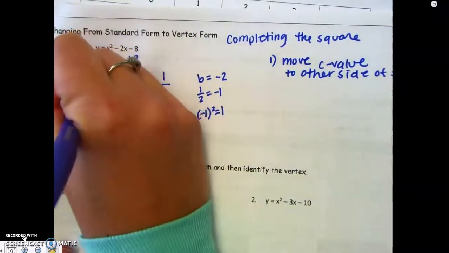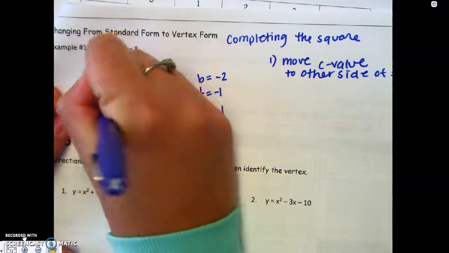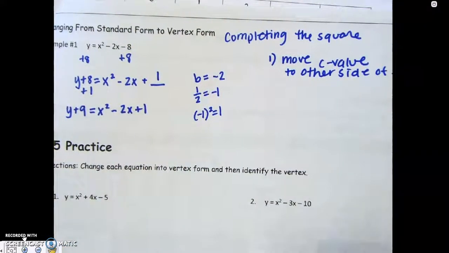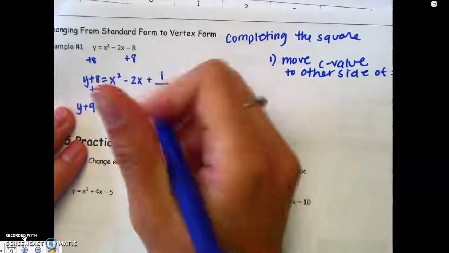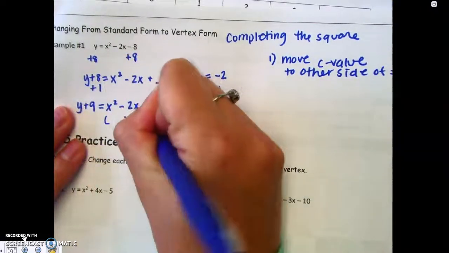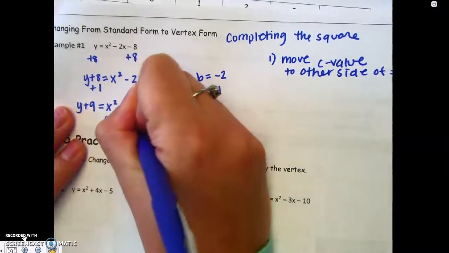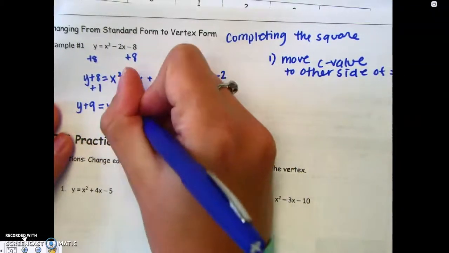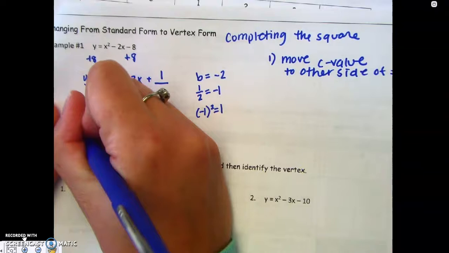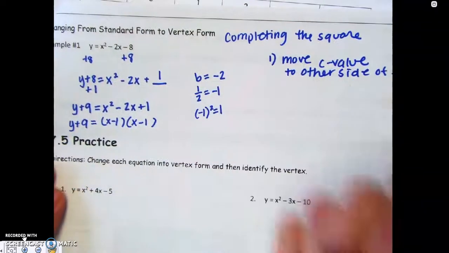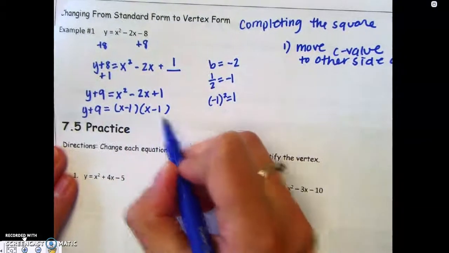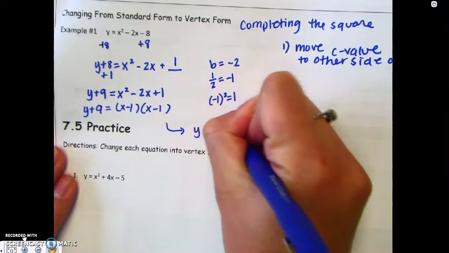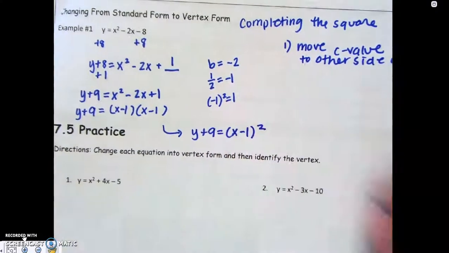So this side ends up being y plus 9 equals x squared minus 2x plus 1. Okay, and then I'm just going to factor the side that has the perfect square trinomial. So I know that's going to be x minus 1 times x minus 1. -1 times -1 is +1, and -1 plus -1 is -2. The left side will just stay the same. I can condense this to be y plus 9 equals x minus 1 squared.